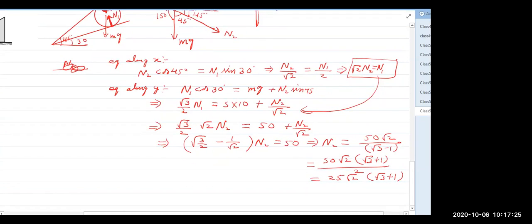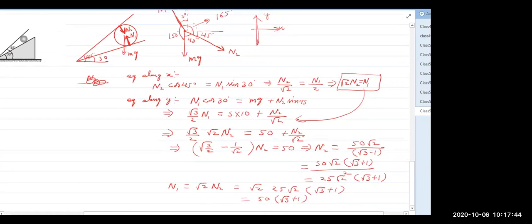So this is N2. Now what will be N1? N1 is root 2 times N2. So that will be root 2 times 25 root 2 times root 3 plus 1. So it will be 50 times root 3 plus 1. So in this way we can solve.